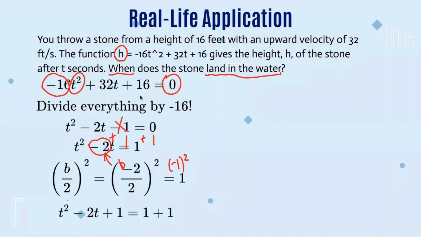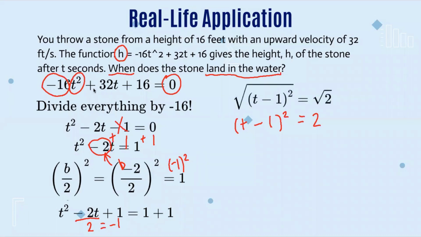So now I'm going to factor out my trinomial. In this case, it's going to be t, and then trying to find what I either add or subtract, we have negative 2 divided by 2, and that would just equal negative 1. So I'm going to subtract 1, and your trinomial would just be t minus 1 squared, and then 1 plus 1 just equals 2. Now you have an equation that you can use square roots to solve.